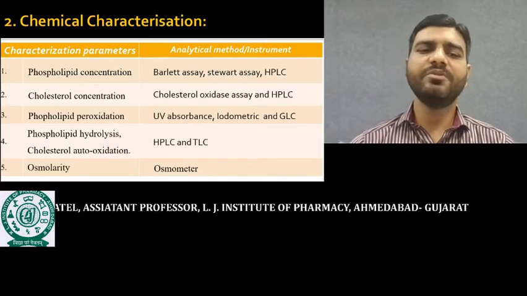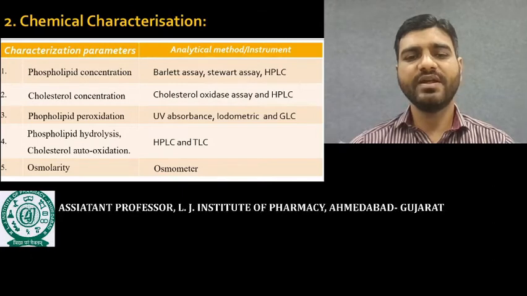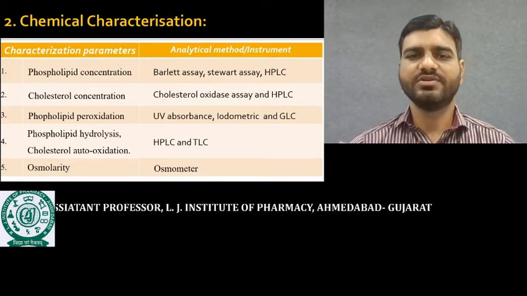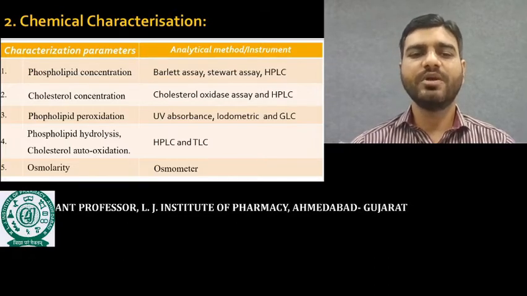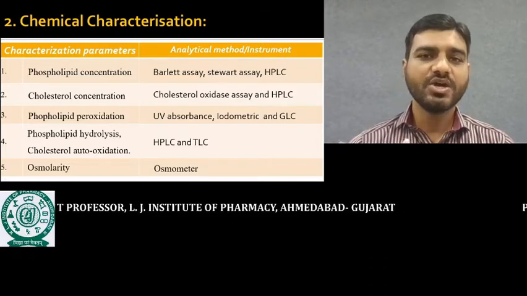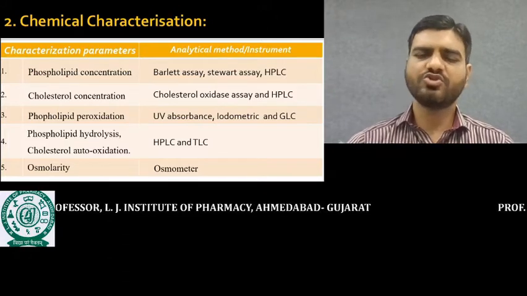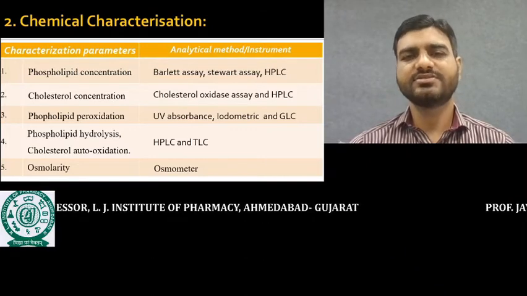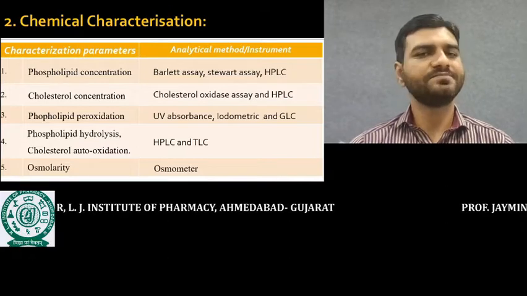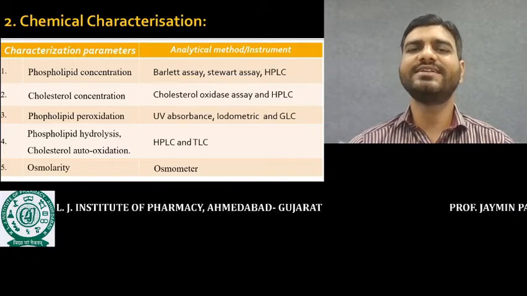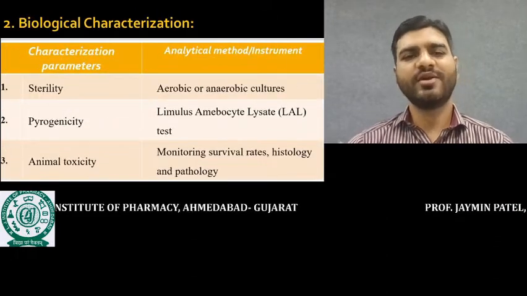Generally, we prefer to measure phospholipid peroxidation, because the phospholipid is a sensitive molecule that undergoes degradation, so whatever metabolite product forms is what we measure. Phospholipid peroxidation is measured by the UV absorbance technique, otherwise iodometric or GLC techniques. Most commonly used is the GLC technique. Phospholipid hydrolysis and cholesterol autooxidation are measured by HPLC or TLC techniques. Osmolarity is measured by osmometer.